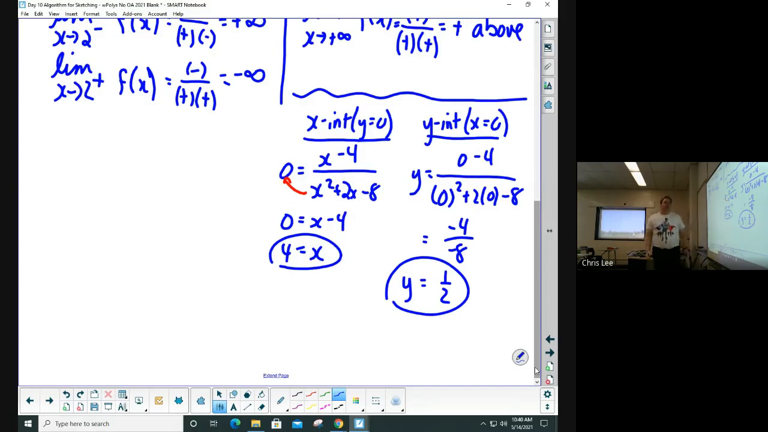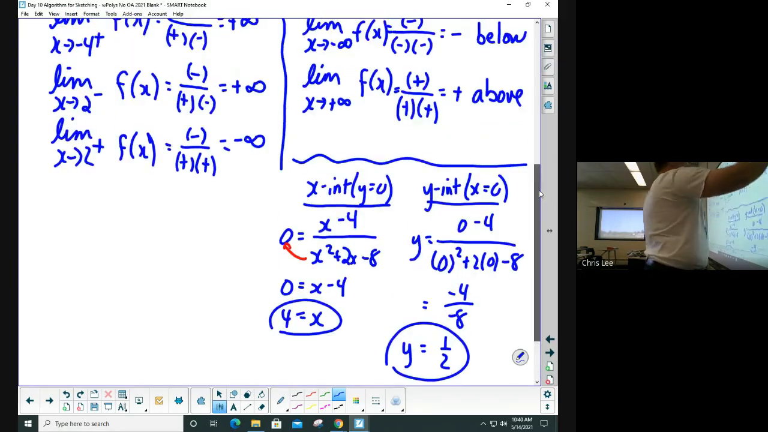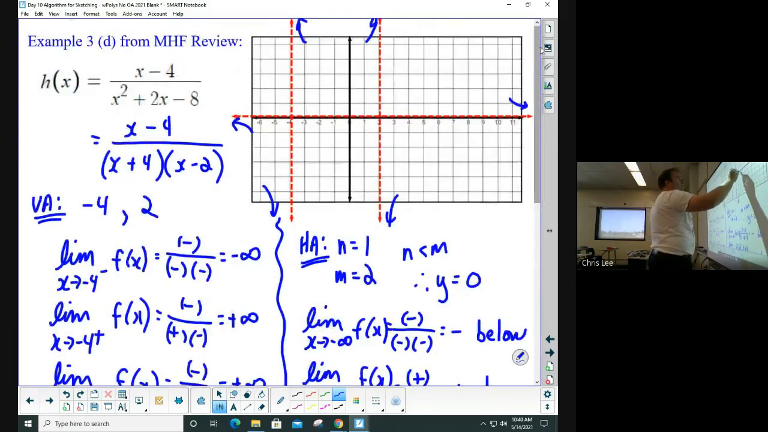So 2 more clues for our picture. And again, I think we already knew this from before. So x equals 4. So there it is, good. I was hoping there'd be a spot where it would cross because my other clue told me it was coming from above. And my y-intercept was 1/2. So it comes down there. Good, another bit of information to get my picture even more accurate.